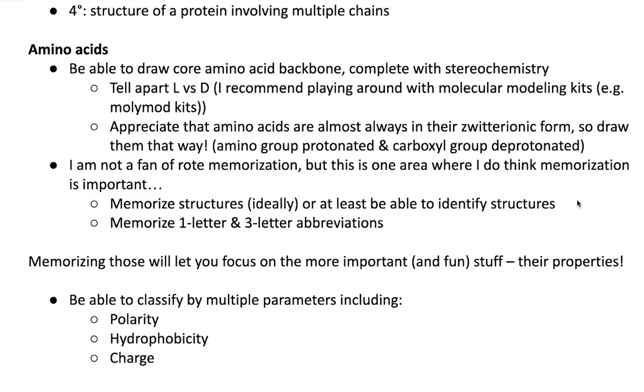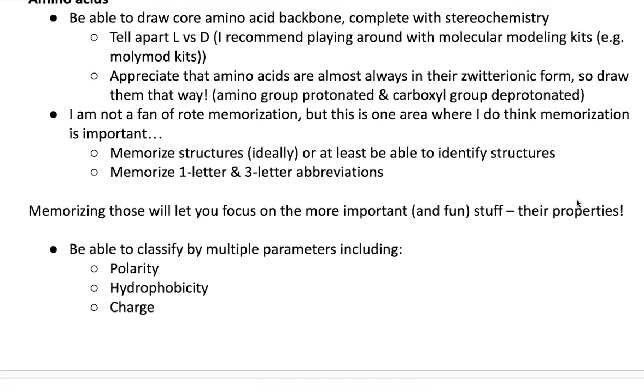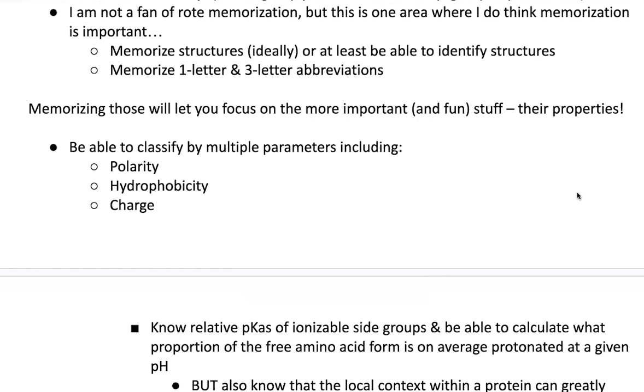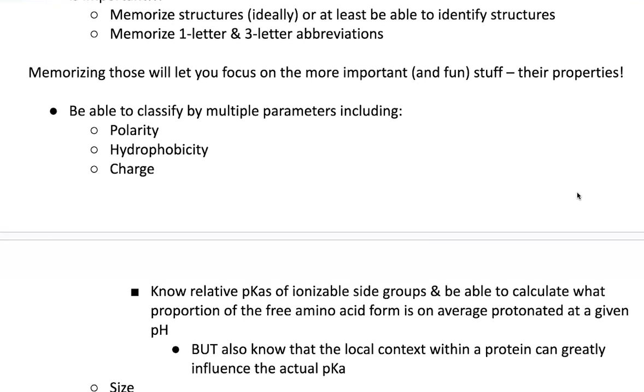But the structures are going to be really important, as well as the one and three letter abbreviations, so that we can talk about amino acids without having to go look them up. And if we see a letter on a map, or if we see the mutation notation where you see something like A29Q, you'll be able to think through what consequence that mutation could have without having to look up what these various things are. So know those, and then memorizing those will let you focus on the more important and fun stuff, the actual properties of those amino acids.